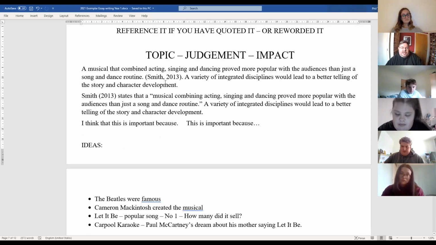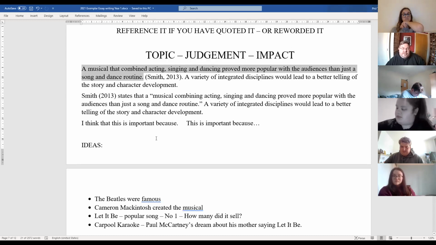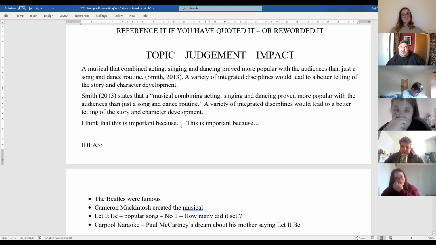Oh yes, another one is, so that's the quote by Smith, where it's a quote in speech marks, because that's an actual quote, or a quote that you've rewritten as your own paraphrase. And don't write "I think it's important because", just say this is important, because you're finding the information.